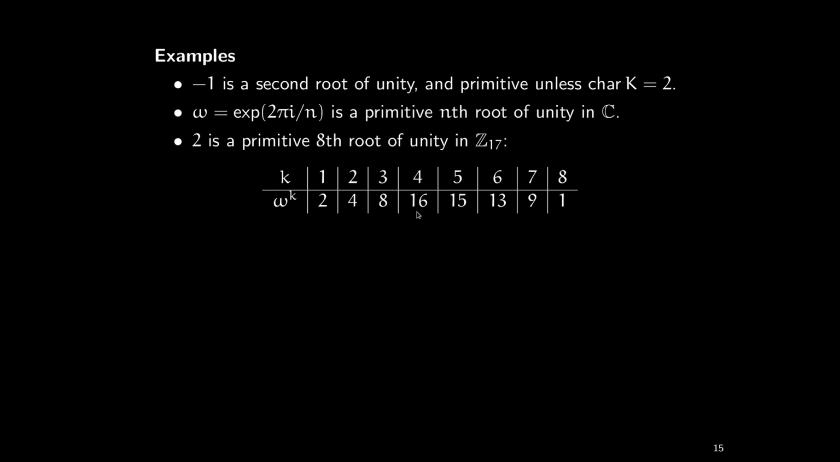Now 16 is the same as minus 1, so minus 1 times 2 is minus 2, minus 4, minus 8, minus 16. Now minus 16 is the same as plus 1. Okay, so 2 to the 8 is 1, modulo 17, and we see here that 8 is the first exponent for which we get 1. So that means it's not just an 8th root of unity, it's actually a primitive 8th root of unity.